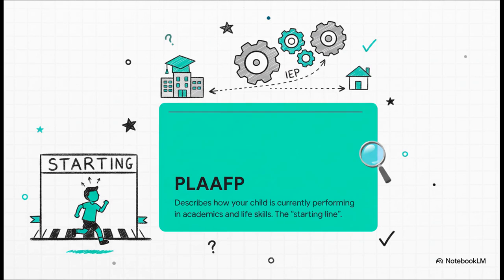Now, before you can figure out where you're going, you have to know where you are, right? That's the PLAFP. Yeah, it's a mouthful, but all it means is it's a snapshot of how your child is doing right now, academically and in daily life skills. That starting line analogy, it's perfect. Every goal in the IEP is built right from this spot.